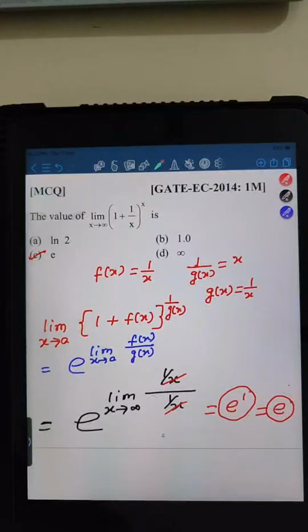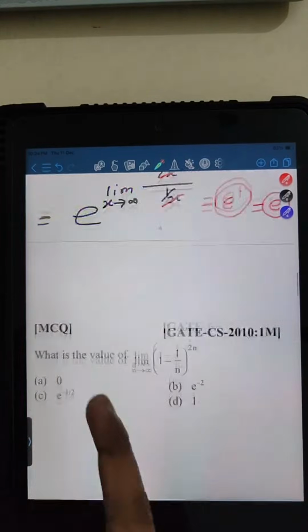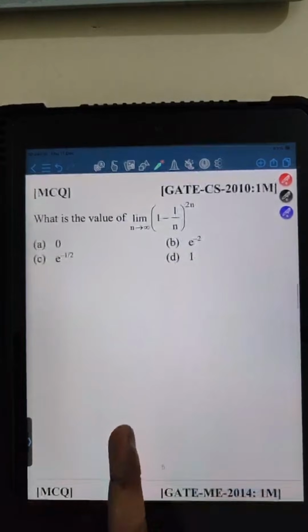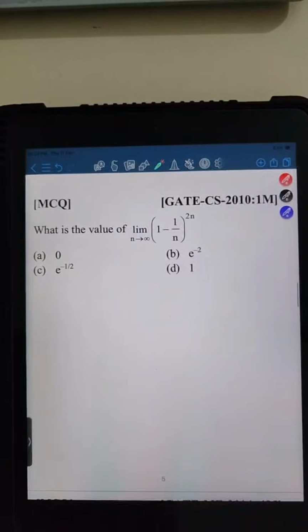Any doubt in this question, can we move to the next one? If no one has any doubt in this question, can we move to the next problem? Ritu Kumar is telling clear. Okay, let's go for another one. This was asked in GATE 2010, 1 mark, computer science. Nutan Kumari is telling yes, sir. Okay.